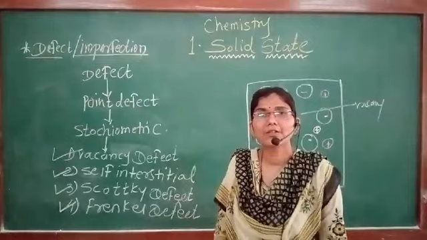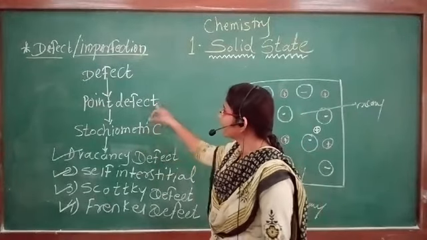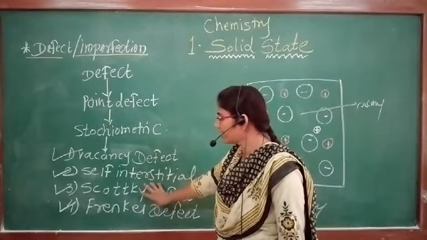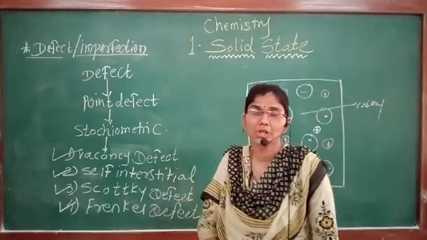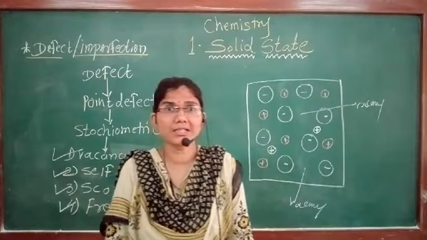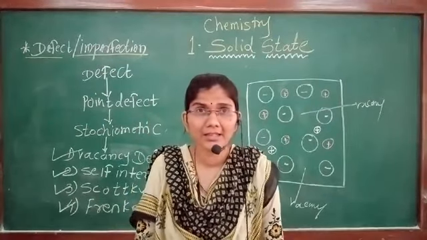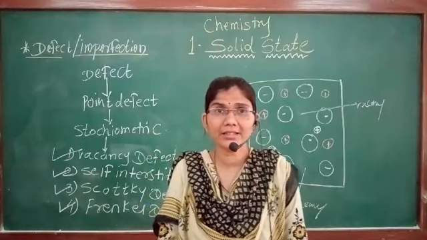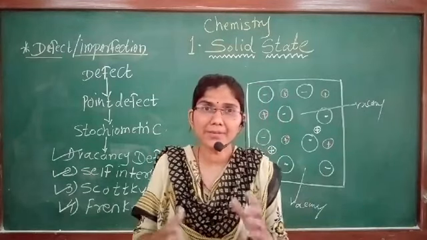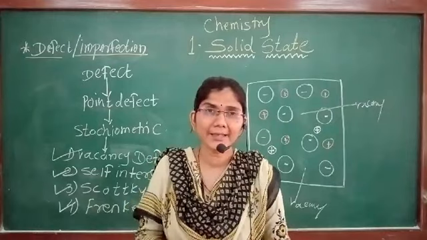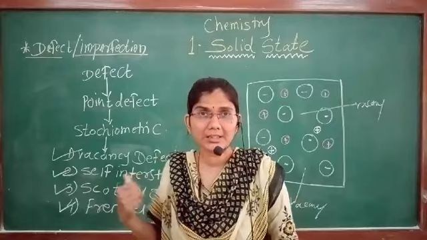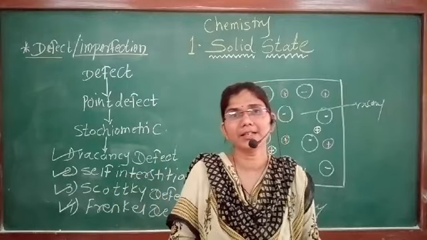So these are the four types of stoichiometric point defect: vacancy defect, self-interstitial defect, Schottky defect, and Frankel defect. So dear students, in today's lecture we have covered defects in the crystal structure, the types of defects, in that the types of stoichiometric point defect. These are the four types of stoichiometric point defect.